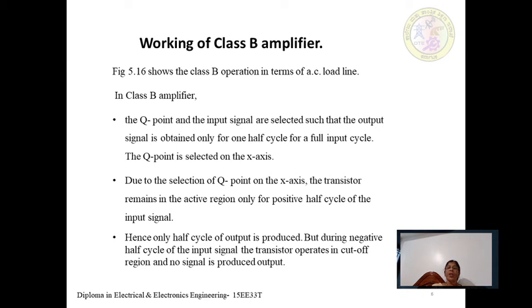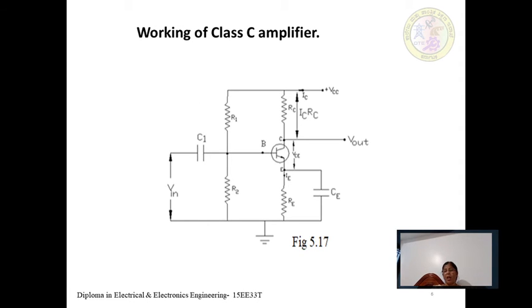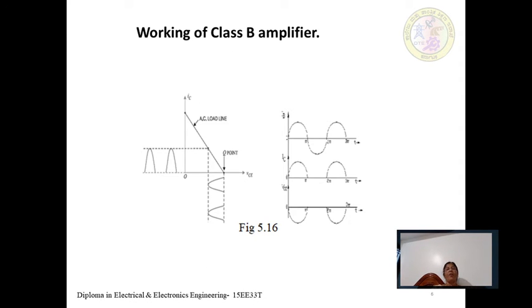Due to the selection of the Q point on the x-axis, the transistor remains in the active region only for the positive half cycle of the input signal. During the negative half cycle, the transistor is cut off. During the negative half cycle, the transistor operates in the cut-off region and no signal is produced at the output. So we'll have the waveforms here for the class B amplifier. As usual, the load line is drawn and the load line represents the operating regions.